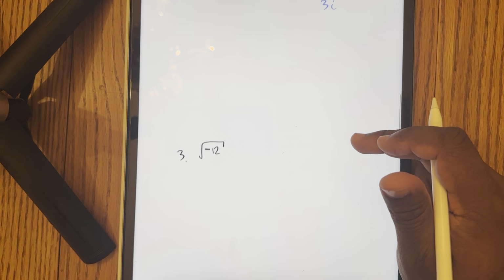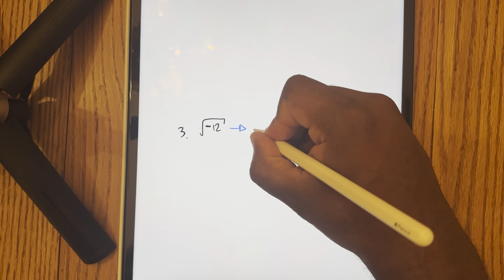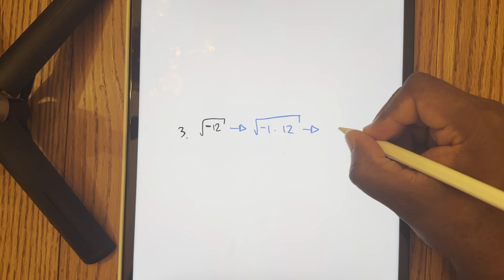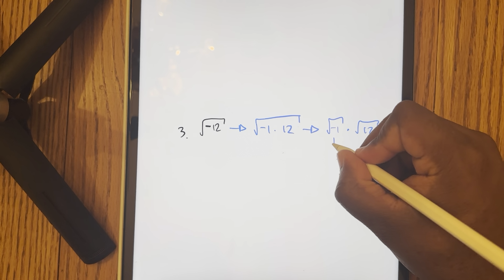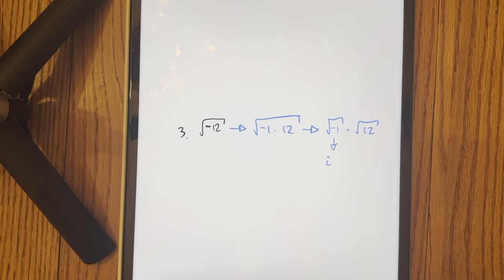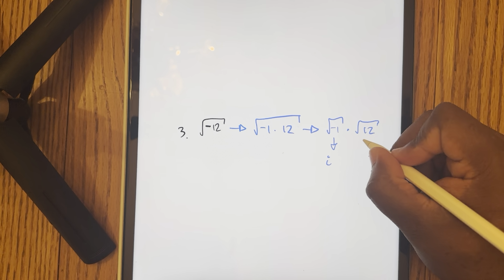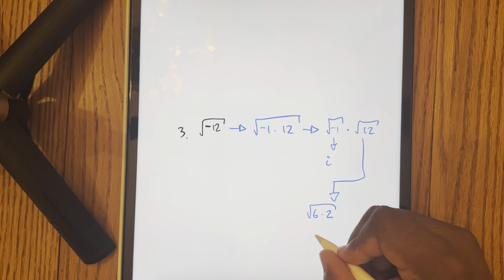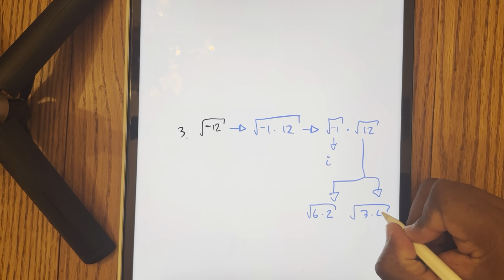And then last but not least, for this question here, let's do the same, rinse and repeat. Square root of -1 times 12. Then we can split this as the square root of -1 times the square root of 12. This we know becomes i. However, you can do this one of two ways. You can split that 12 as the square root of 6 times 2, right? Or you can split it as the square root of 3 times 4.